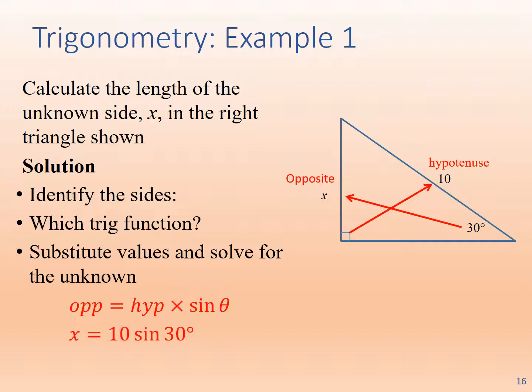So our opposite is x, our hypotenuse is 10 and the angle is 30 degrees, so we need to work out what 10 sine 30 degrees is. We can use our exact values. For sine of 30 degrees is 1/2, or if we don't remember them we can use our calculator. So our final answer is x equals 5.